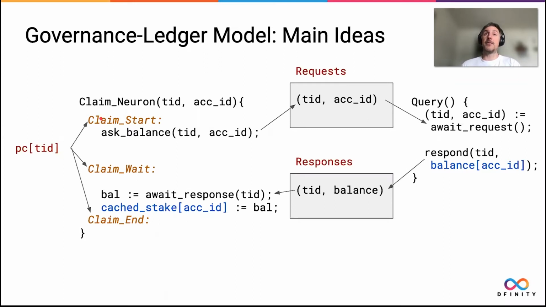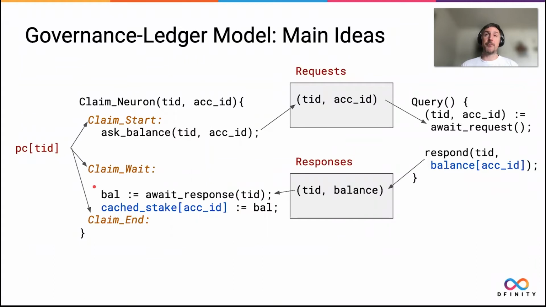And there's going to be one transition that's going to move us from claim start to claim wait, and it's going to put something in the request. So it's going to put this request there. Now, we will need another transition that is going to correspond to this part here.